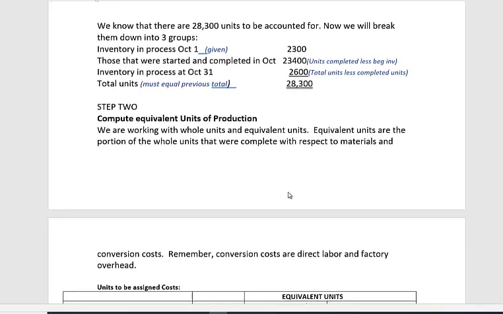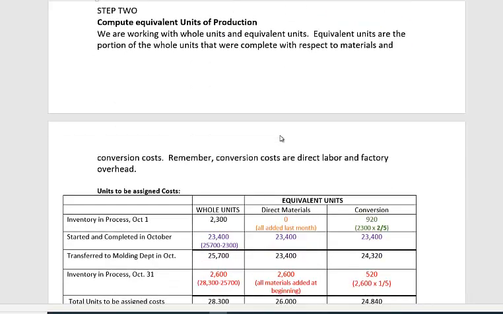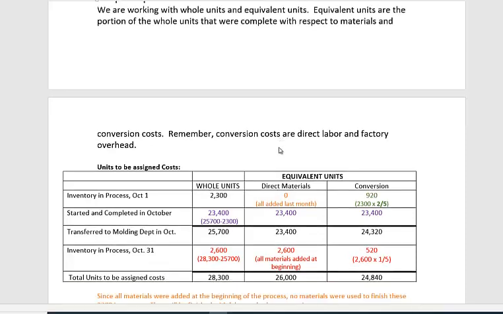So we are going to calculate the equivalent units for the 2,300 that were 3/5 completed and the 2,600 that were 1/5 completed. One thing that we need to remember when we are calculating equivalent units is that materials are always added at the beginning of the process. We're assuming that, and that happens quite a bit in the manufacturing process, especially with chocolate.